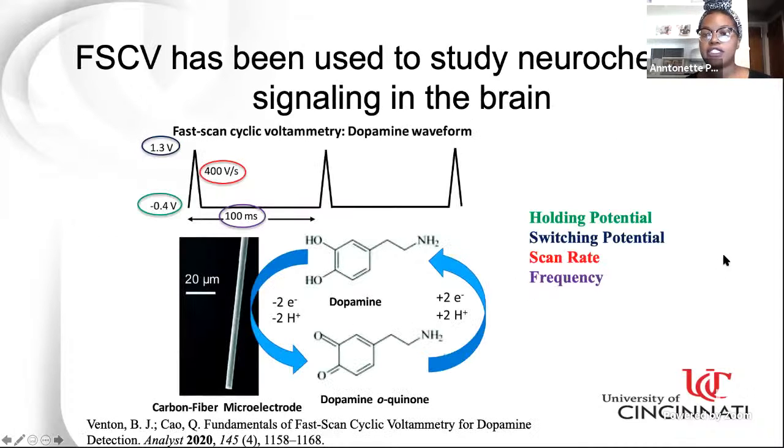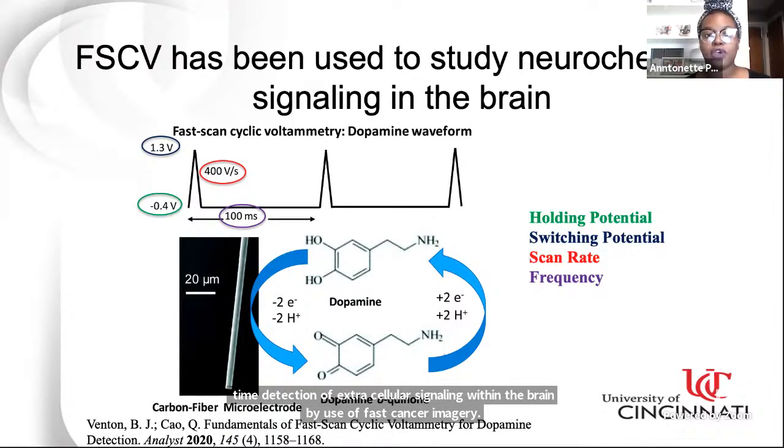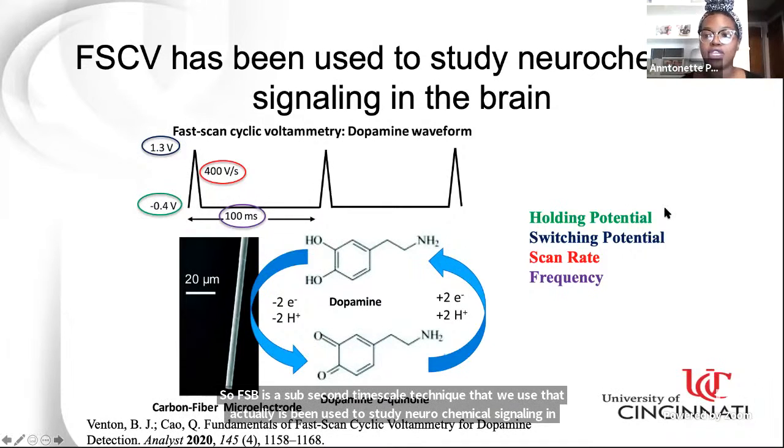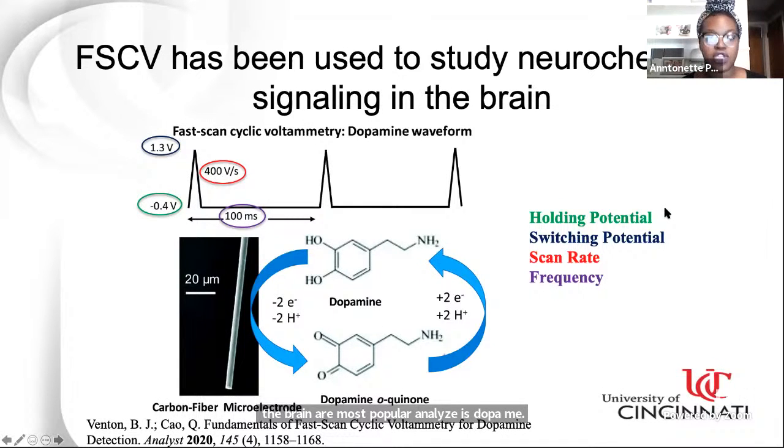So FSCV is a sub-second timescale technique that we use that actually has been used to study neurochemical signaling in the brain. Our most popular analyte is dopamine. So for this, we have our waveform where we have a holding potential of negative 0.4 volts, and we go up to our switching potential, which is 1.3 volts. And we scan over this waveform at 400 volts per second. Now, this is a lot faster than typical CV, which is on a millivolts time scale. So we are actually able to capture and study these redox reactions that are happening from these neurotransmitters.